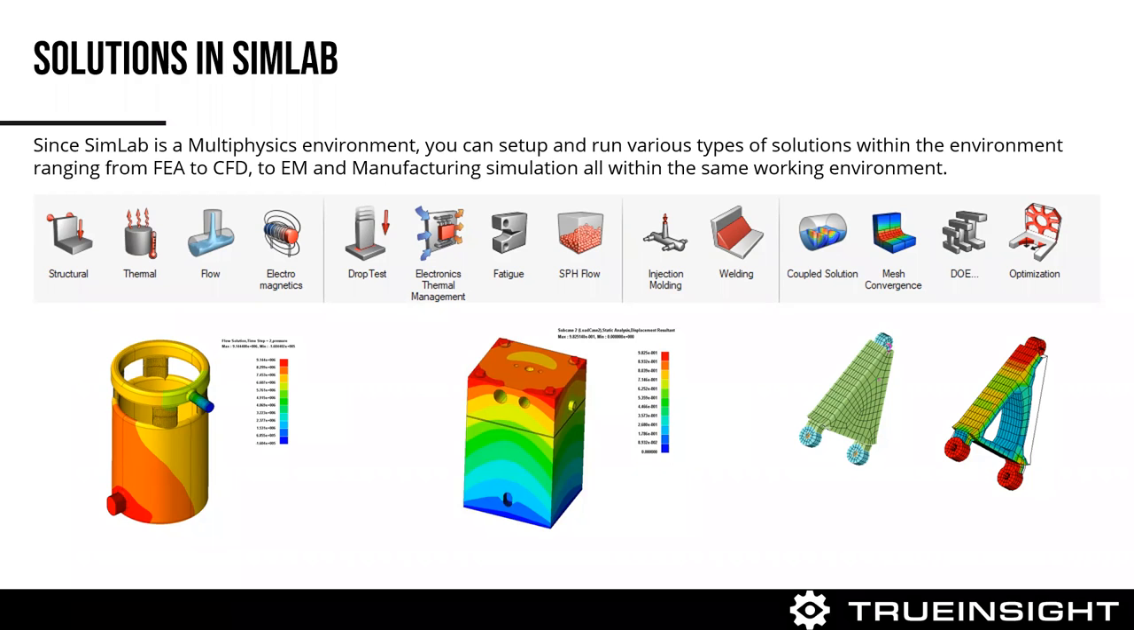So within Altair SimLab, we can solve using our structural solvers like Radioss and OptiStruct. And those run the gamut from linear statics all the way through explicit dynamics, which would be Radioss. So you can run those traditional structural studies. We have a number of flow study capabilities within SimLab. So there is the traditional CFD simulation with AcuSolve, which can run both fluid flow problems and also heat transfer. So if you're trying to consider convection and natural convection, you can run those within flow.